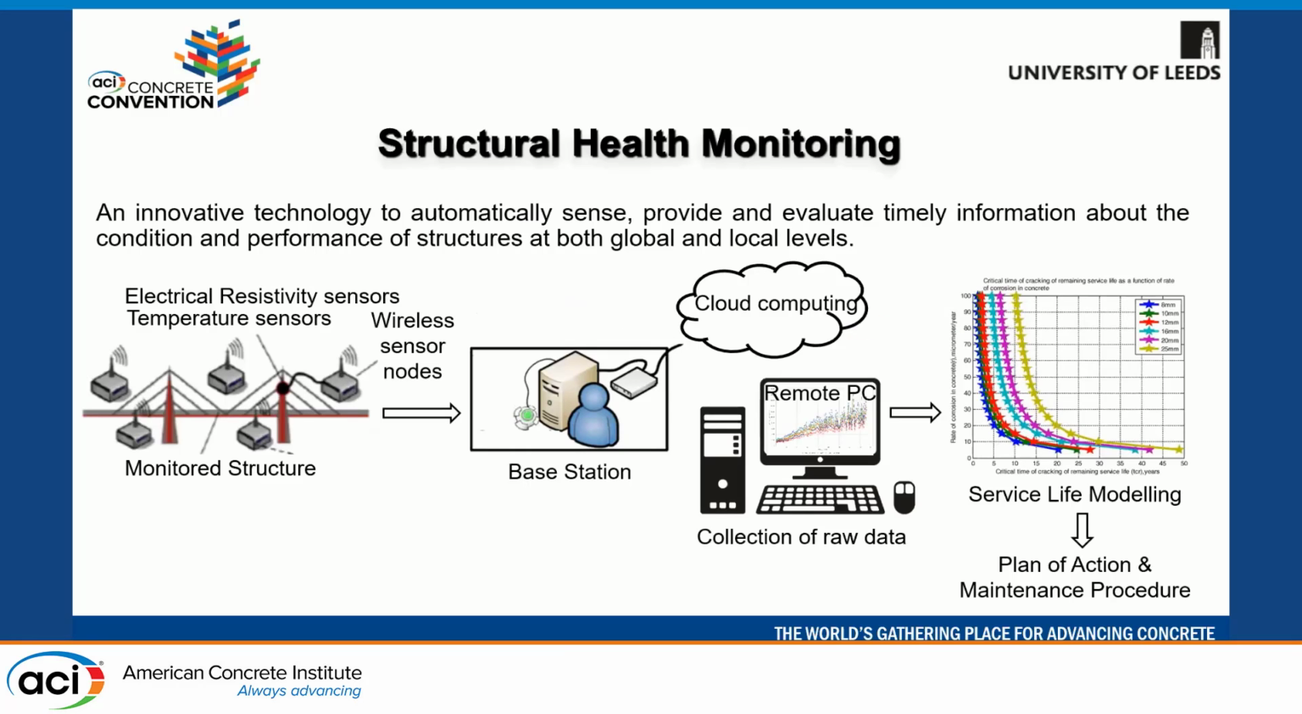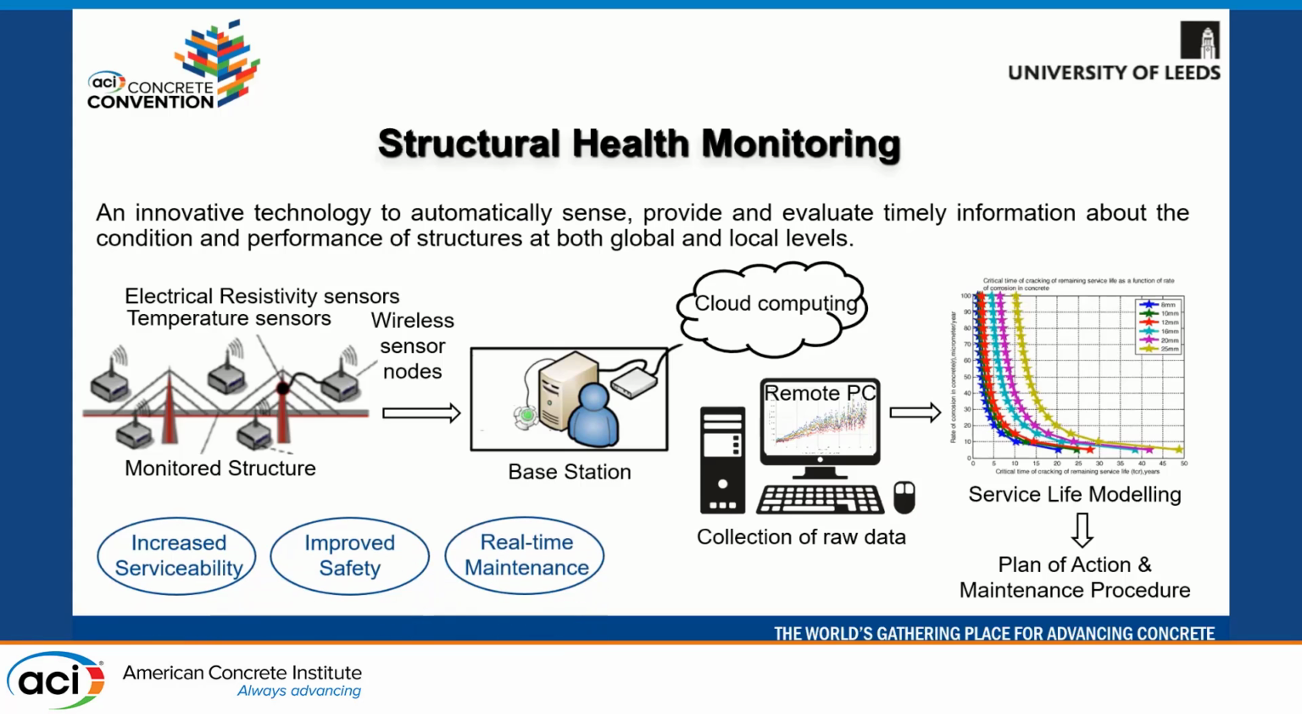Structure health monitoring is an innovative technology that automatically senses, provides, and evaluates timely information about the condition and performance of structures at both global and local levels. It uses sensors and sensing systems installed on the structures for monitoring. Data is collected via cloud computing on remote desktops, which is further analyzed, and it notifies if there are any faults in the structure for plan of action and maintenance procedure. Its advantages are increased serviceability, improved safety, and real-time maintenance.